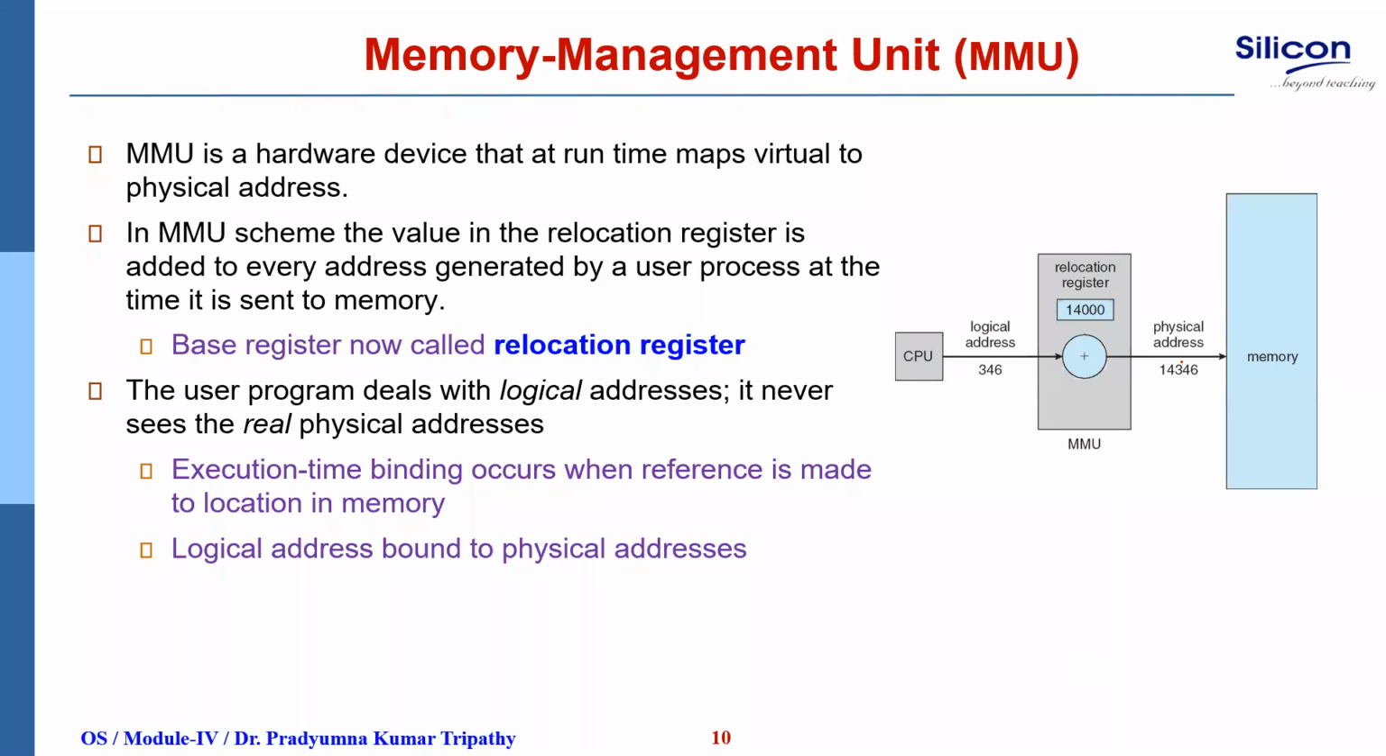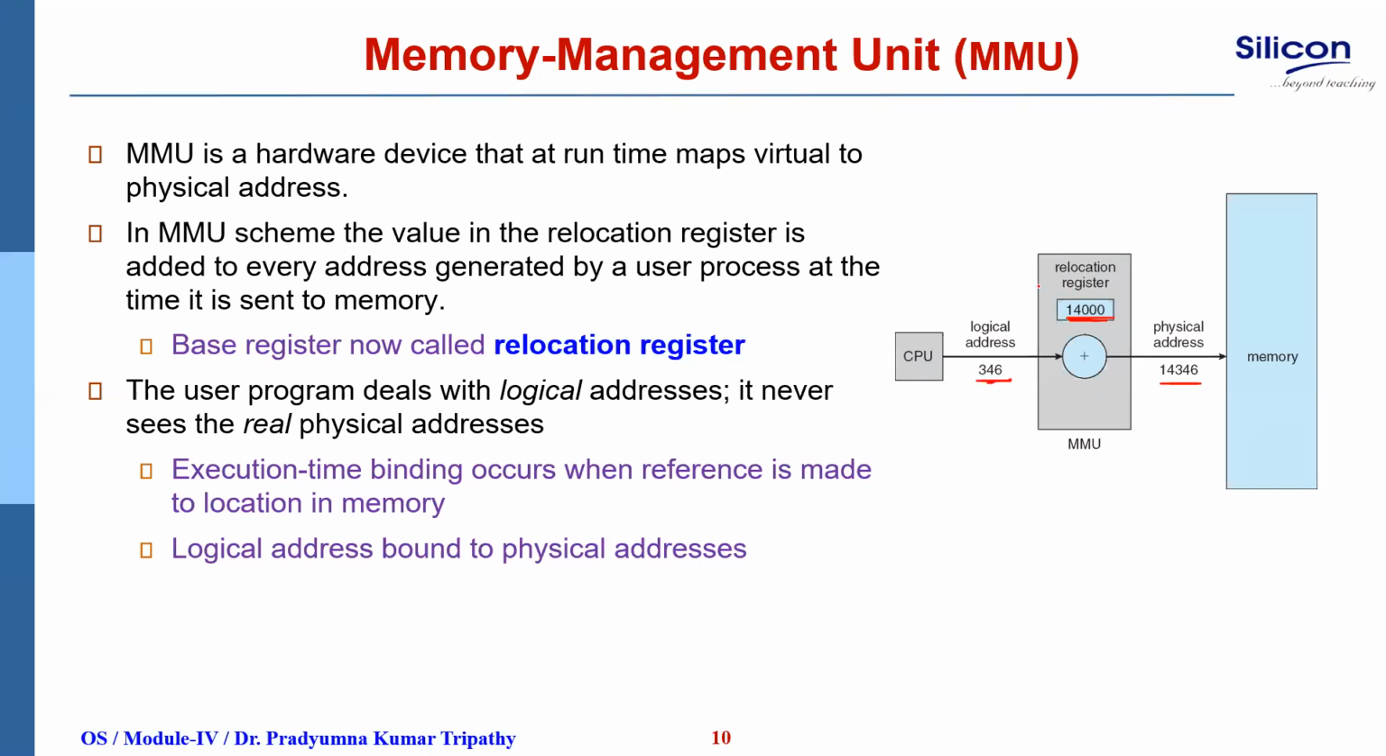So look over here. The CPU generates the logical address. Suppose 346 is generated. The 346 is added to the relocation register. This 14,000 is added to 346 to get the physical address. Is that clear? The logical address is 346, the relocation register contains 14,000, so the physical address is 14346.